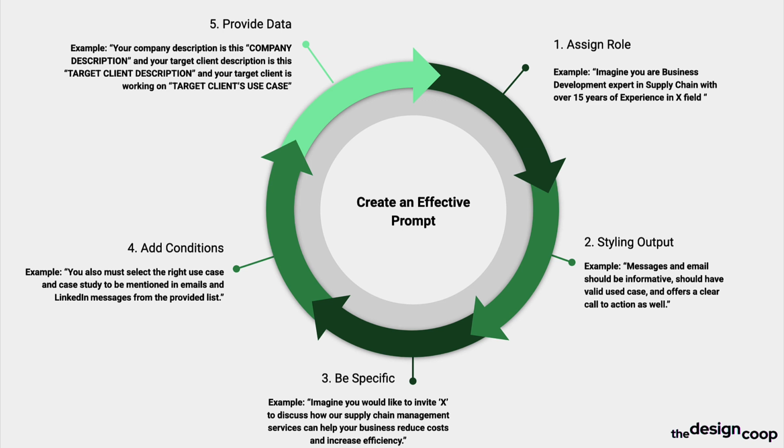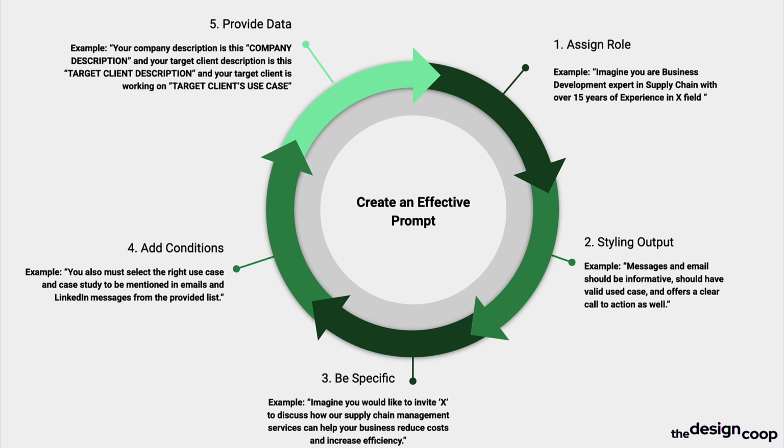The third section is to add specificity, or to make it more clear about what you want. Imagine you would like to invite X person or organization to discuss how our supply chain management services can help your business reduce costs and increase efficiency. So you're asking it to give you more specific clues rather than something general.